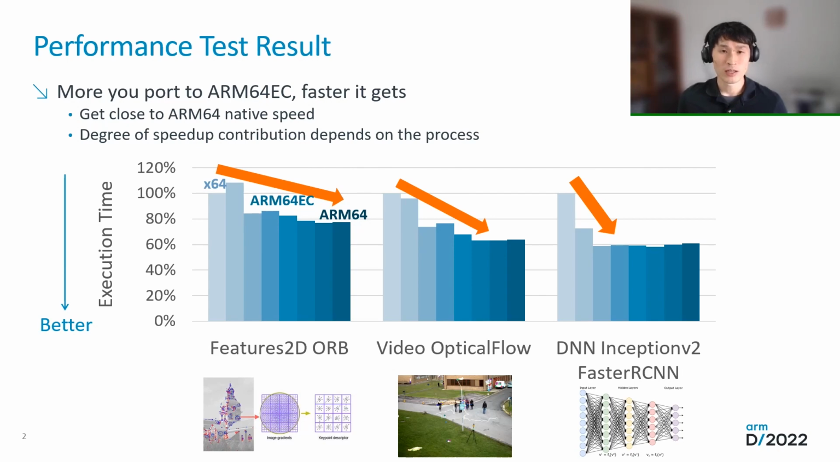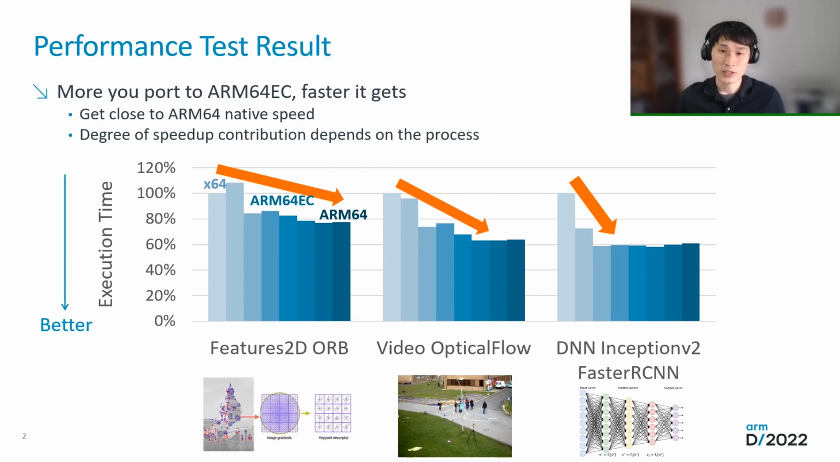This figure shows that the more you port your code to Arm64EC, the faster it gets. If you look at the bar chart of features to the ORB, which is key point detection, you can see that changing from level 1 to level 2 porting, the second and third bars from the left, did dramatically improve the execution time. Level 2 to level 6 doesn't change much, and they are close to Arm64 native performance. You can also see a similar trend in the rest of the graph.